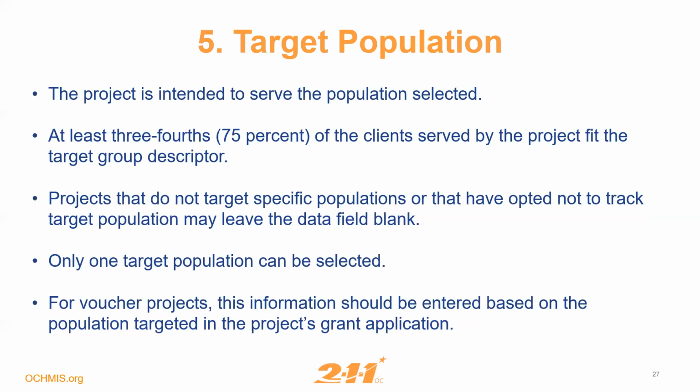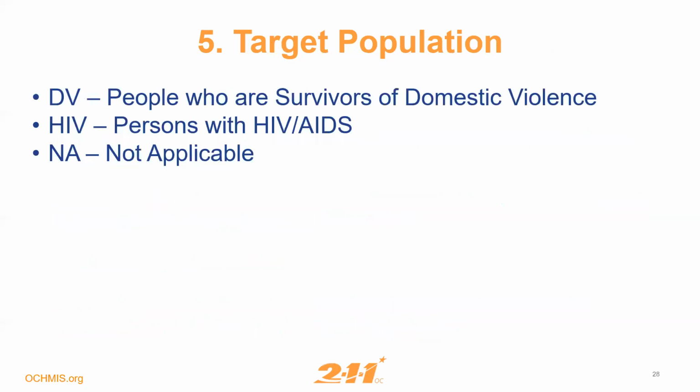For voucher projects, this information should be entered based on the population targeted in the project's grant application. These are the three options for target population: DV, people who are survivors of domestic violence; HIV, persons with HIV/AIDS; or NA, not applicable.